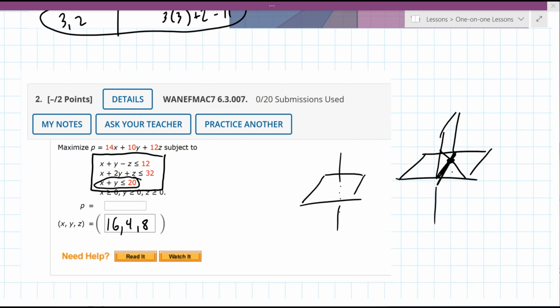Okay, so that didn't work. Did I not solve that correctly? Got 16. Yeah, I got the same thing. Yeah, it didn't like that, which I don't know why. Let's see. Let me see what the practice another.